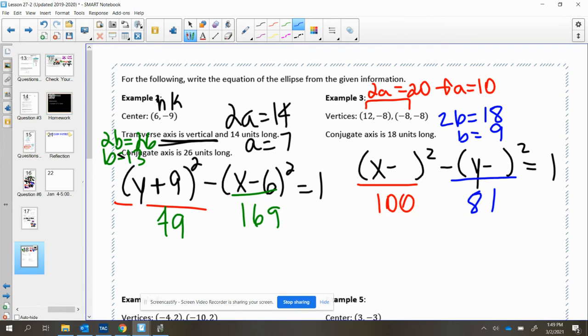Last but not least, we were not given the center here, so we're going to have to look for the midpoint of the vertices because that'll be our center. So 12 plus -8 is 4, divided by 2 is 2. And then we have -8 plus -8 is -16, divided by 2 is -8. So 2 and -8, which will turn this into +8 when we plug it in.